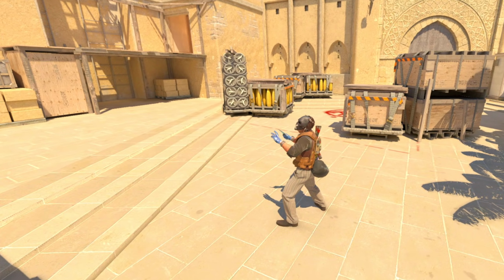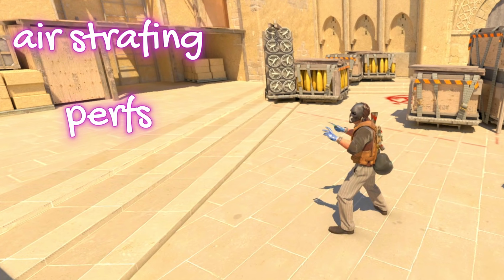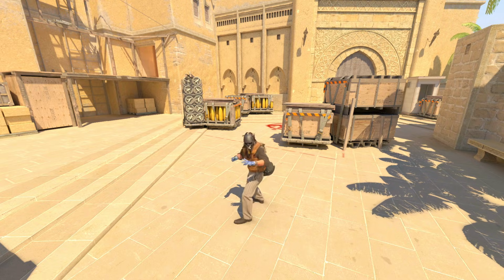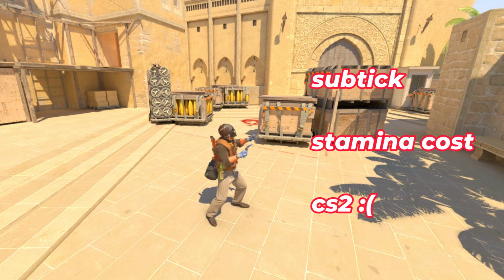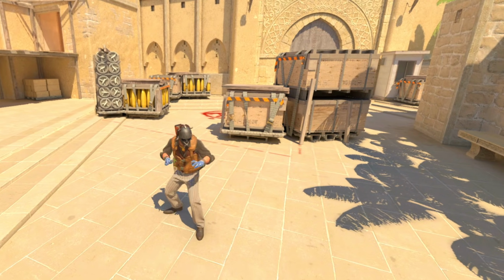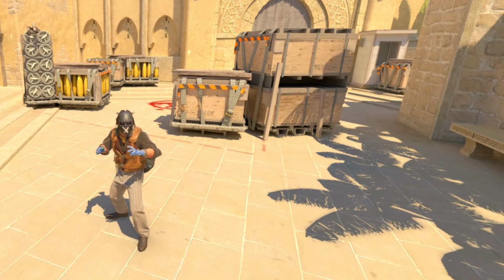First thing we need to learn, which is the most important, is air strafing. Second thing is perfs. And the third thing we need to learn is sync. Now let's come to the uncontrollables. Things like subtick, things like stamina cost, are trying to weigh you down. CS2 is trying to weigh you down, but we're going to try anyway. So let's get started, my little bunny.